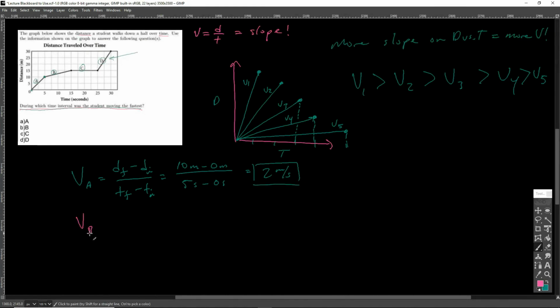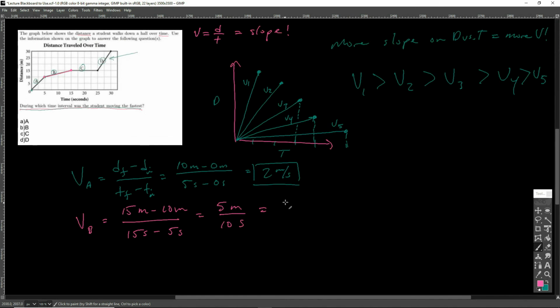What was the velocity at B? Well, that's this section right along here. So we've got 2 points. What is DF? Well, it's the distance of the final point. It was 15 meters. Now we subtract the initial distance, 10 meters. What's the final time? 15 seconds. And what's the initial time? 5 seconds. So now we've got 15 minus 10, which is 5 meters, over 15 minus 5, which is 10 seconds.